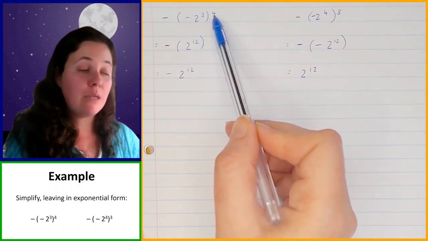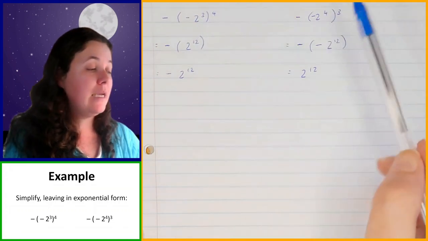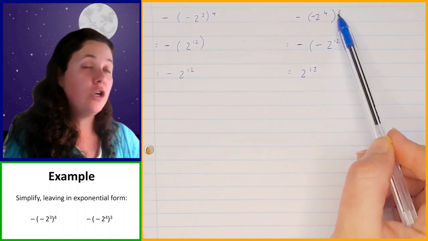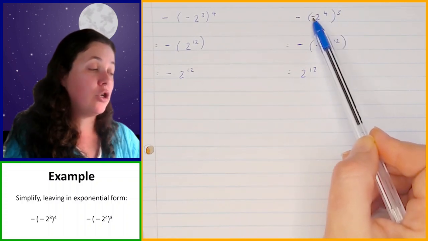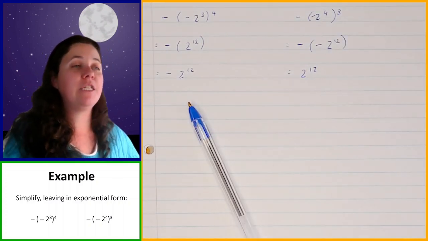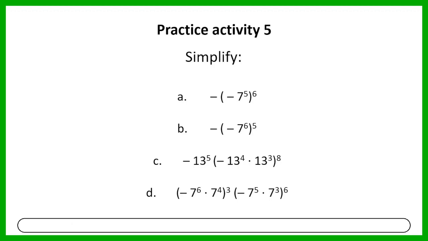So be aware of how they are different when you've got a negative inside the brackets with an even exponent outside the brackets, but it's not affected by an exponent inside the brackets. And here I've got a negative inside the brackets with an odd exponent outside the brackets, but it's not affected by the exponent inside the brackets. Okay, so now I'm going to give you a few to work on yourself. And I'm going to give you 3 minutes to work on these examples.